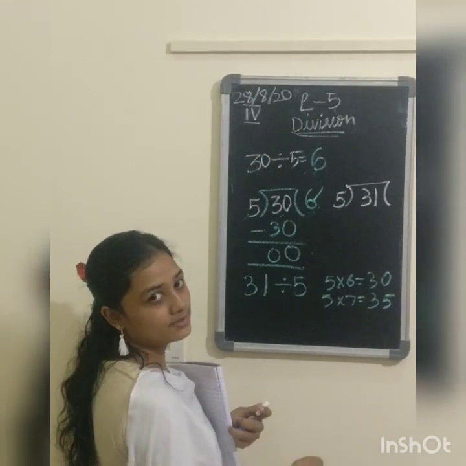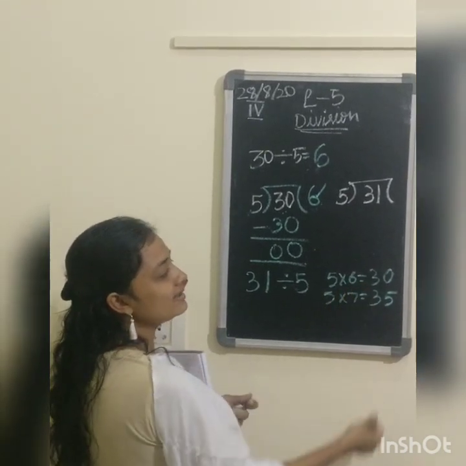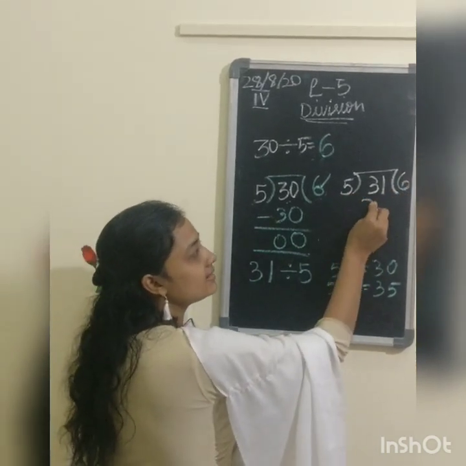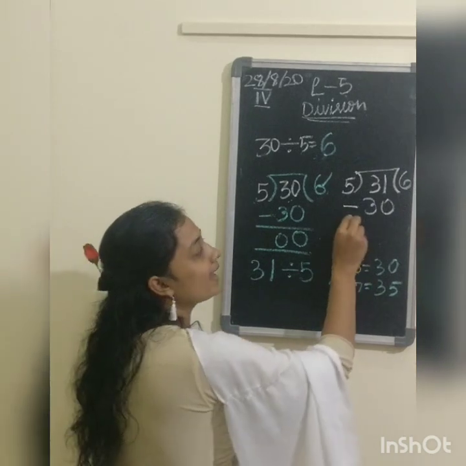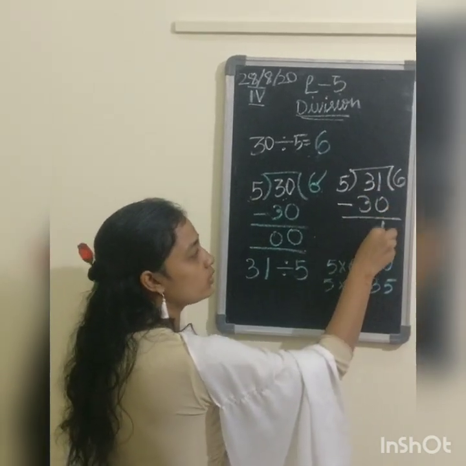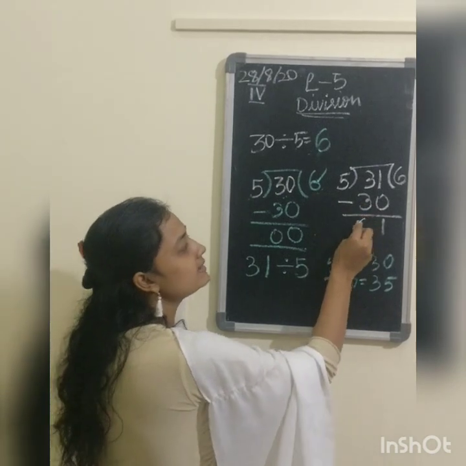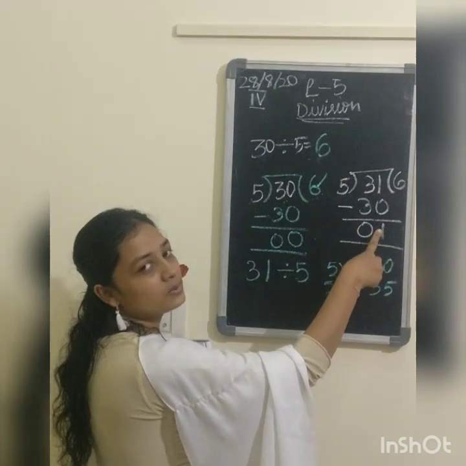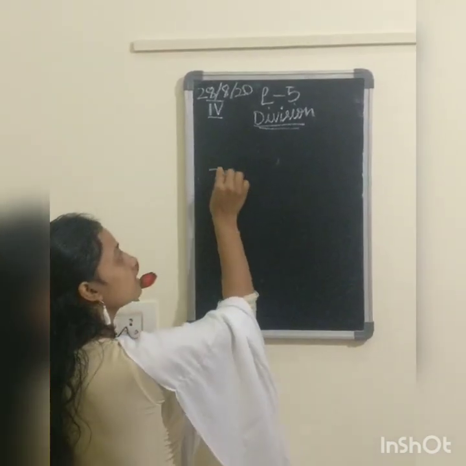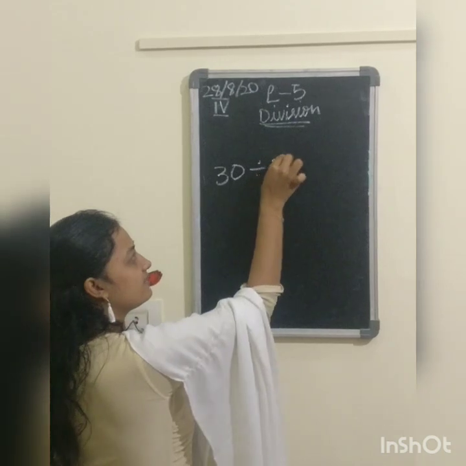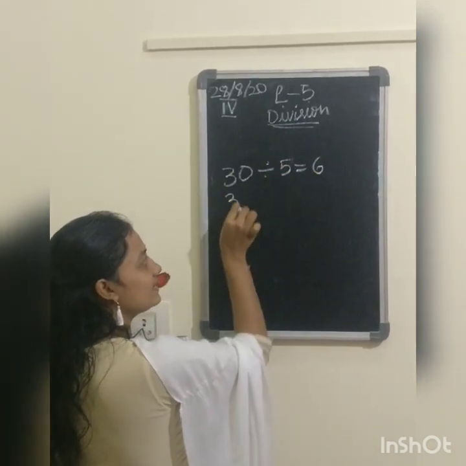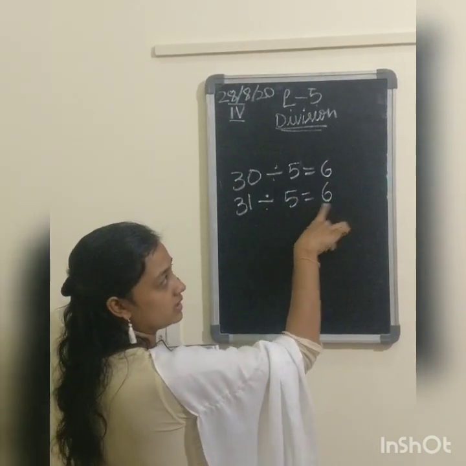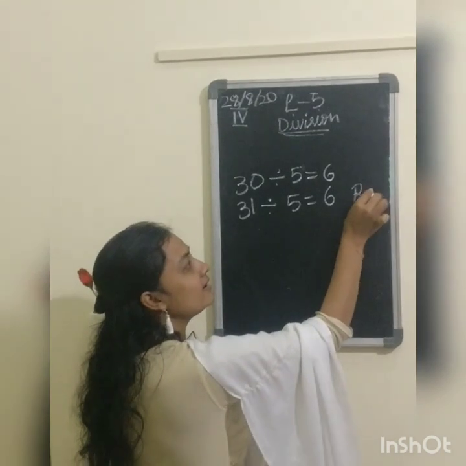That is 30. So I'm going to write 5 6s are 30. I write 6. 5 6s are 30. I'm going to subtract. And 1 minus 0 is 1. 3 minus 3 is 0. If you notice in this problem, I got remainder 1. So 30 divided by 5, the answer was 6. And 31 divided by 5, my answer was 6. That is the quotient. And I also got remainder 1.